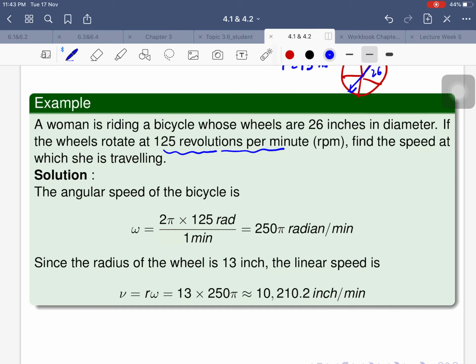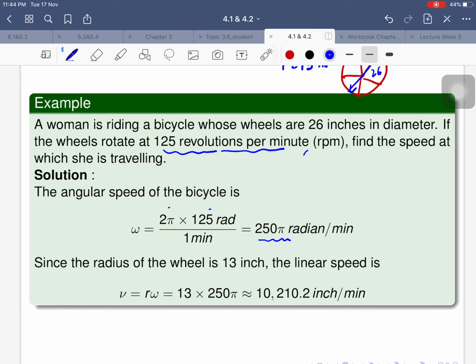If I find the angular velocity of the bicycle, I know that the angular velocity is going to equal 2 pi multiplied by 125 rotations. So I'm going to have 2 pi multiplied by 125, and the time is going to be in terms of units. For this case, it's going to be 1 unit. So my angular velocity is 250 pi radians per minute.